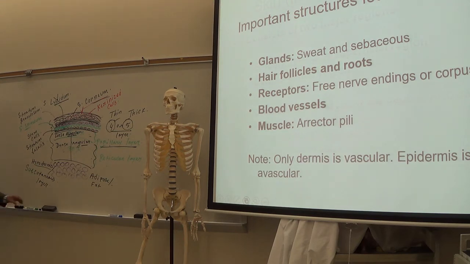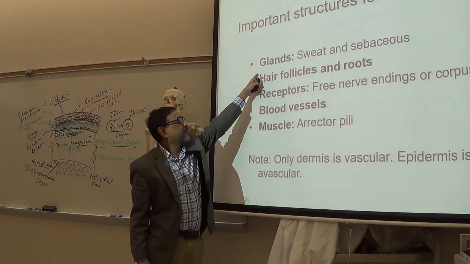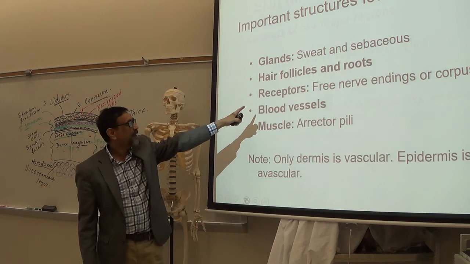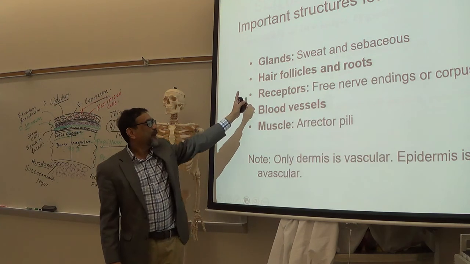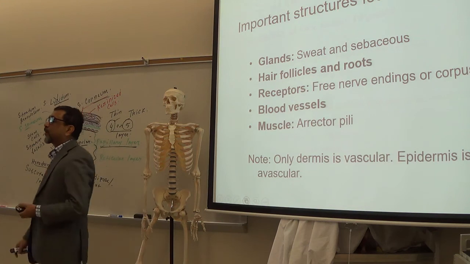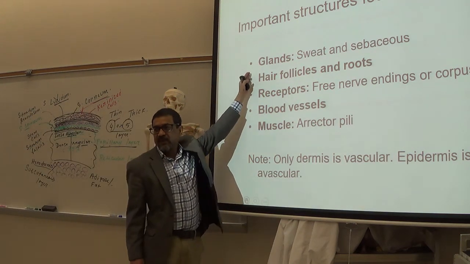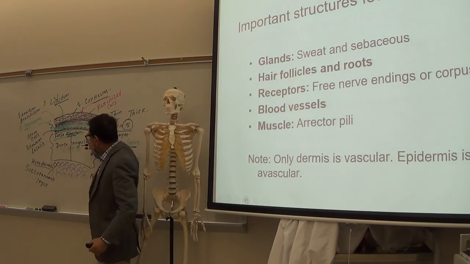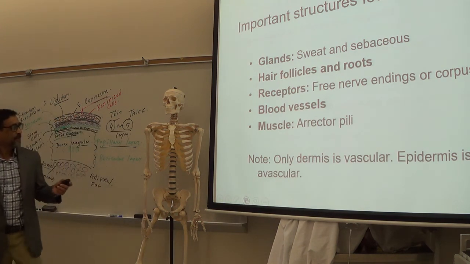Okay. Now, in your skin, you have glands, sweat and sebaceous glands. You have hair roots and hair follicles. You have receptors. You have blood vessels and tiny muscles. Those are called erector pili muscles. And most of these structures are located in the dermis, in this part, not in the epidermis. Okay? Most of those structures are found in the dermis.